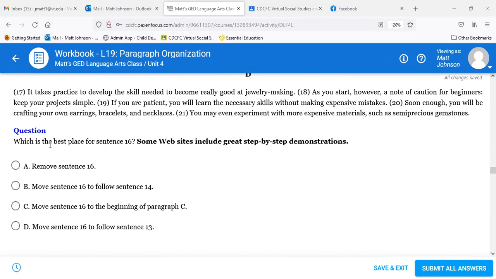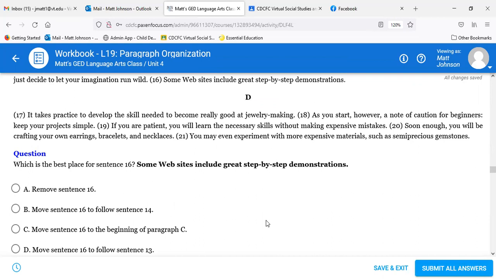Yes, what's the best place for sentence 16? Some websites include great step-by-step demonstrations. A. Remove sentence 16. B. Move sentence 16 to follow 14. C. Move sentence 16 to the beginning of paragraph C. D. Move sentence 16 to follow sentence 13.